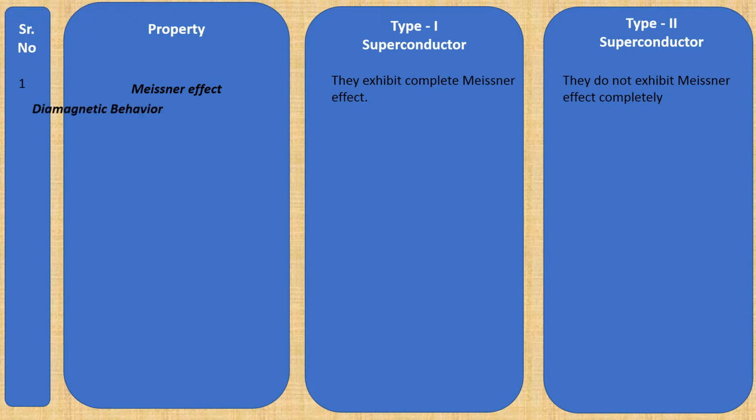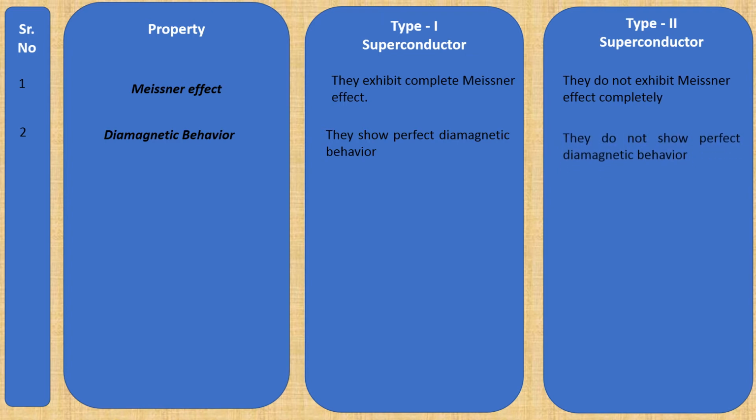Next point is diamagnetic behavior. We already know what a diamagnetic material is: the magnetic susceptibility chi is -1. So a type 1 superconductor shows perfect diamagnetic behavior, meaning the value of magnetic susceptibility is completely -1, while type 2 does not show perfect diamagnetic behavior.